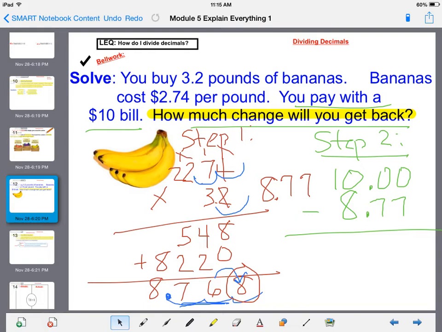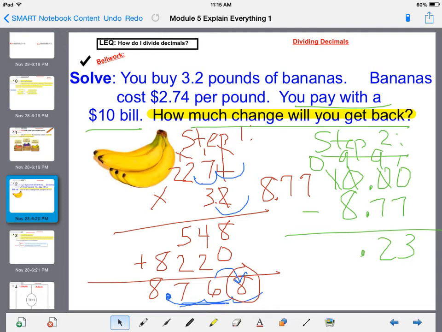Now we can't take 7 from 0. We attempt to borrow from the guy next door. We can't, but we tried, and we're going to continue doing that till we get to this number. They're all going to be 9s because we attempted to borrow from them, and the last one is a 10. So 10 minus 7 is 3. 9 minus 7 is 2.